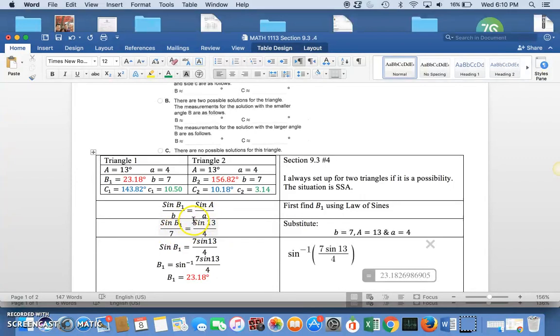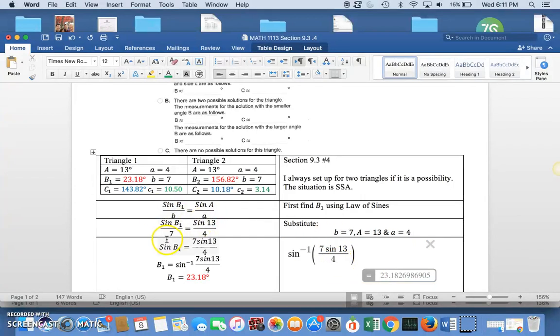Side B is 7. Sine of 13 is to 4. You would cross multiply and divide to get this by itself. That's the sine of B. But you've got to get that B sub 1 by itself. So B sub 1 is equal to inverse sine of this amount, and that leaves you with 23.18. And I've done the arithmetic over here for you.